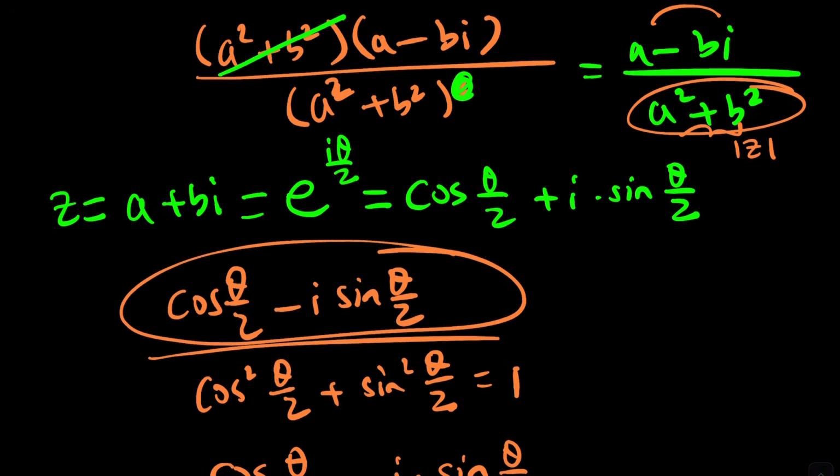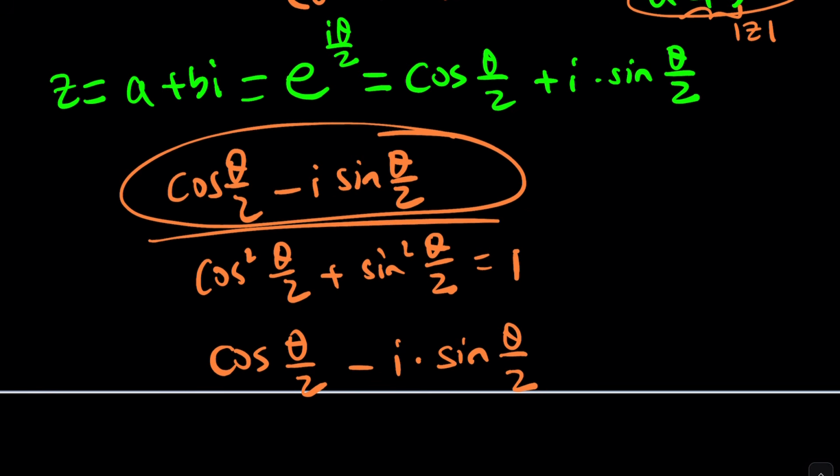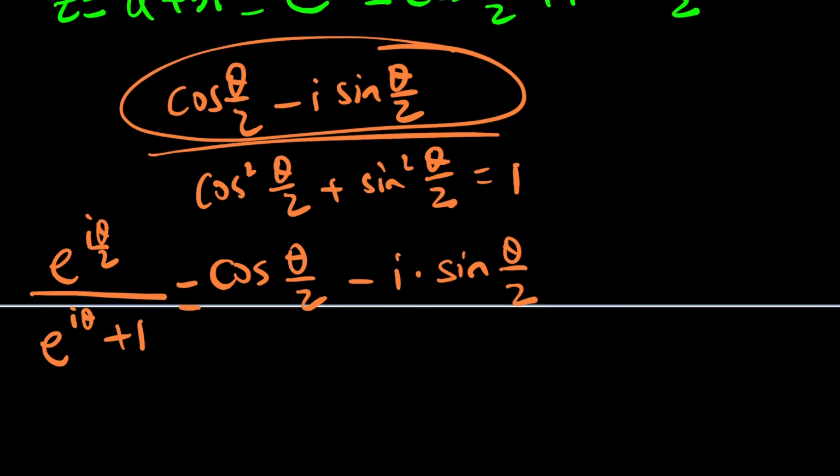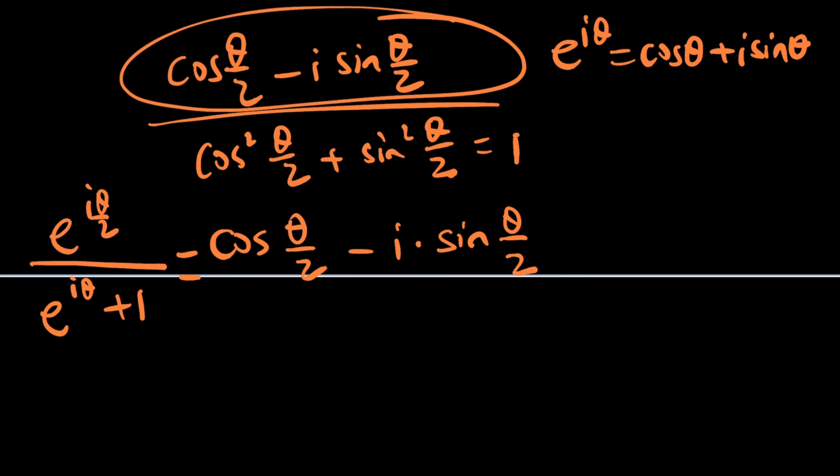What was the original problem, right? The original problem was e to the i theta over 2 divided by e to the i theta plus 1. And it's equal to that. Is that good enough? Or should we turn it into exponential? Yes, you can do that. Thanks to Euler again, because e to the i theta can be written as cosine theta plus i sine theta. This is the most beautiful equation, by the way. You could replace theta with anything you want. This would turn into e to the power negative i times theta over 2.